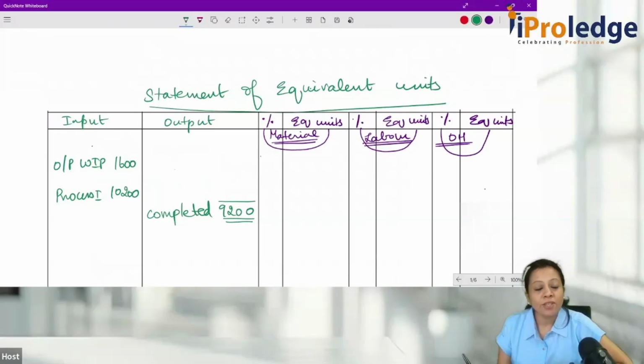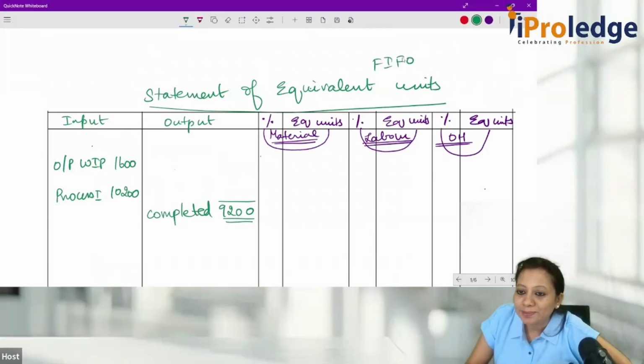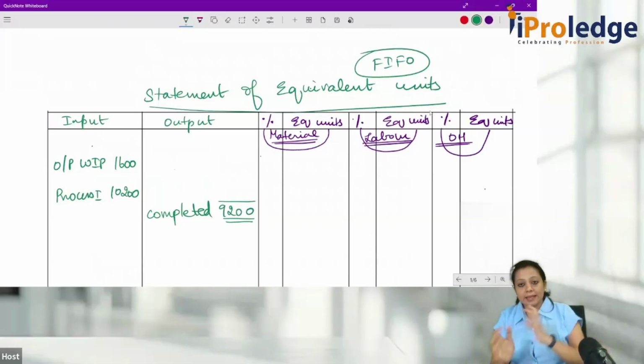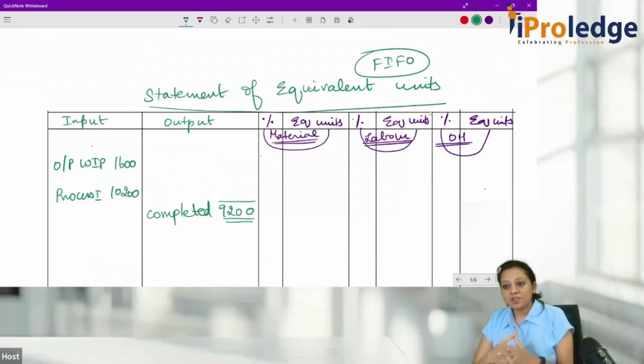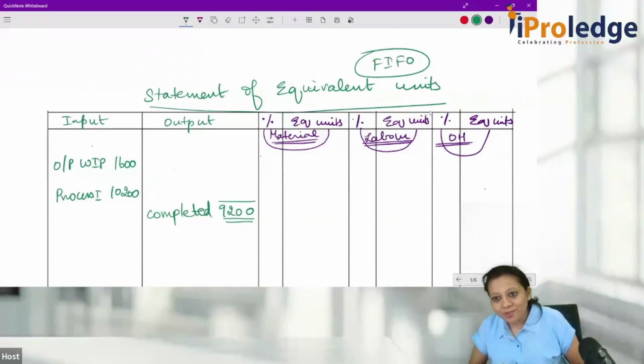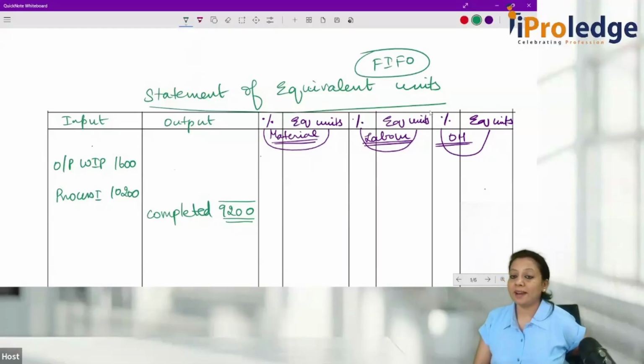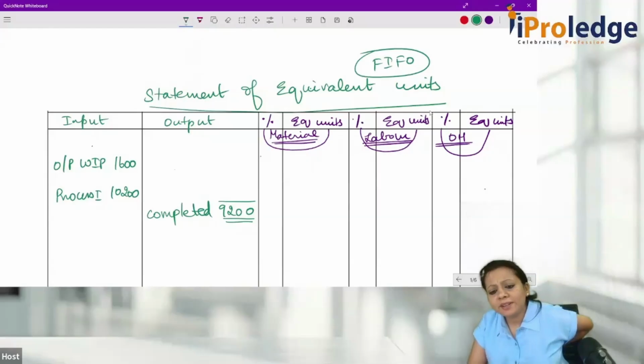Ma'am, which method are we following? FIFO method we are following. So in the exam, mostly they would mention either it is FIFO or weighted average. If they don't give, you're free to assume the method that you want. Multiple questions we have done with FIFO. So if you're comfortable with FIFO, you could do so. But weighted average is even easier. That also you can do.